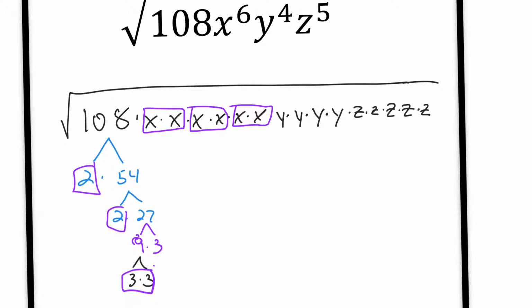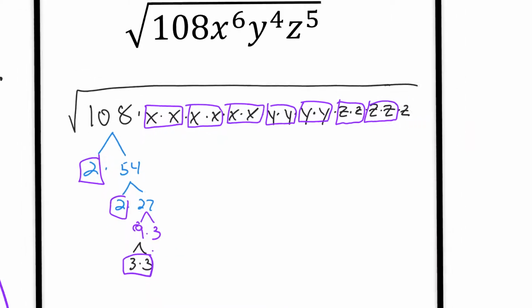For the y's, I have a pair of y's right there. That's 1. Pair of y's right here. That's 2. So those are going to go outside of the radical. And for the z's, I have 1 pair, 2 pairs, and this one doesn't have a pair, so that's going to stay inside of the radical. Same thing with the 3 down here. This 3 is going to stay inside because it doesn't have a pair.